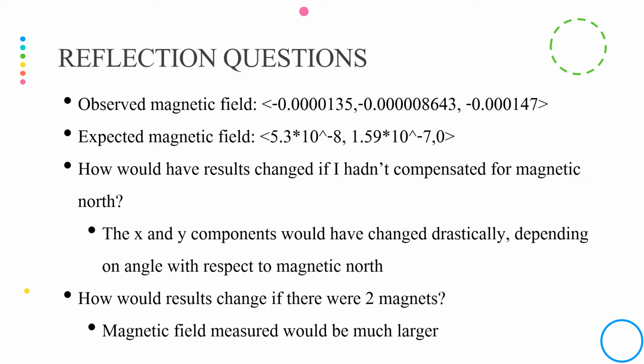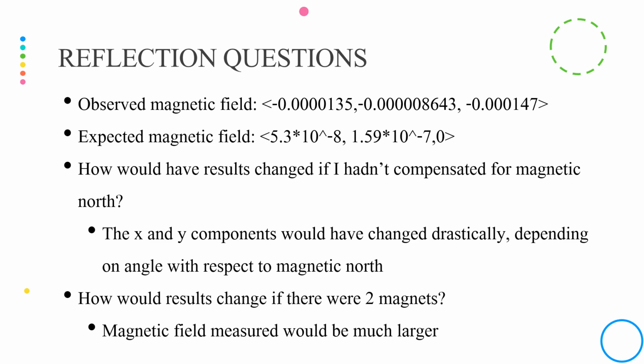Reflection questions. The observed magnetic field was negative 1.35 times 10 to the negative 5th, negative 8.643 times 10 to the negative 6th, and negative 1.47 times 10 to the negative 4th. As you can see, that is pretty different from the expected magnetic field, which is 5.3 times 10 to the negative 8th, 1.59 times 10 to the negative 7th, and 0. This may have happened because my magnet was not oriented correctly, or it was not put on the right side of the magnetometer on my phone.